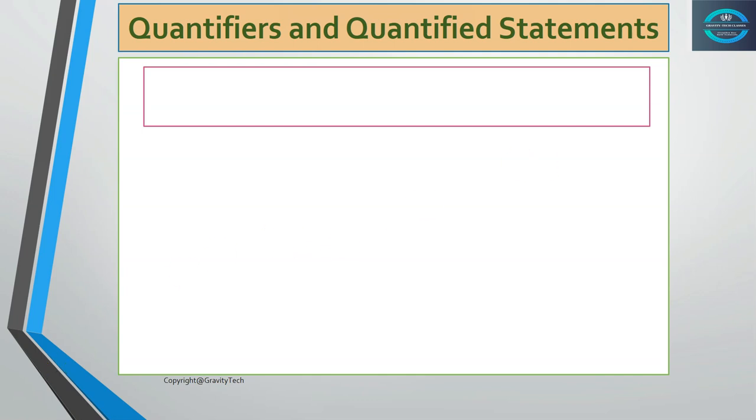So let's see now what exactly it is. Let's consider two statements, P and Q. P is: there exists an even prime number in the set of natural numbers. And Q is: all natural numbers are positive.